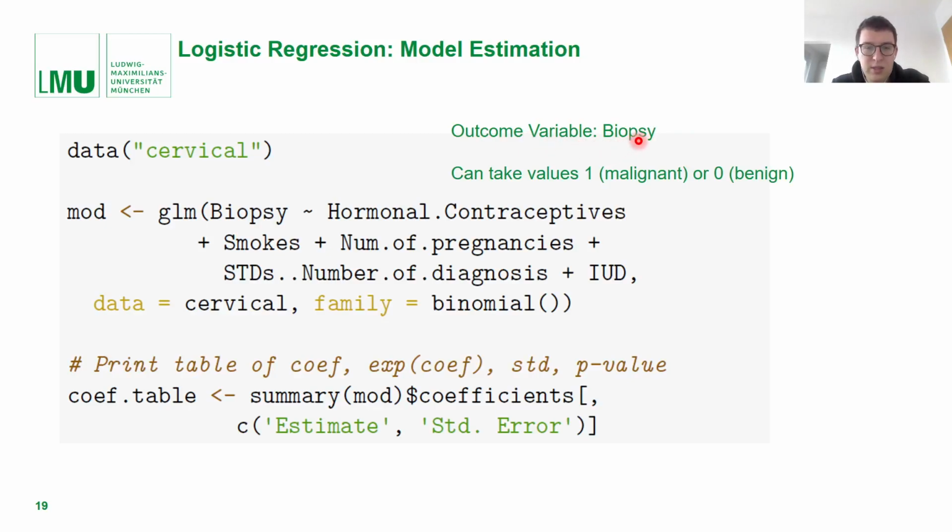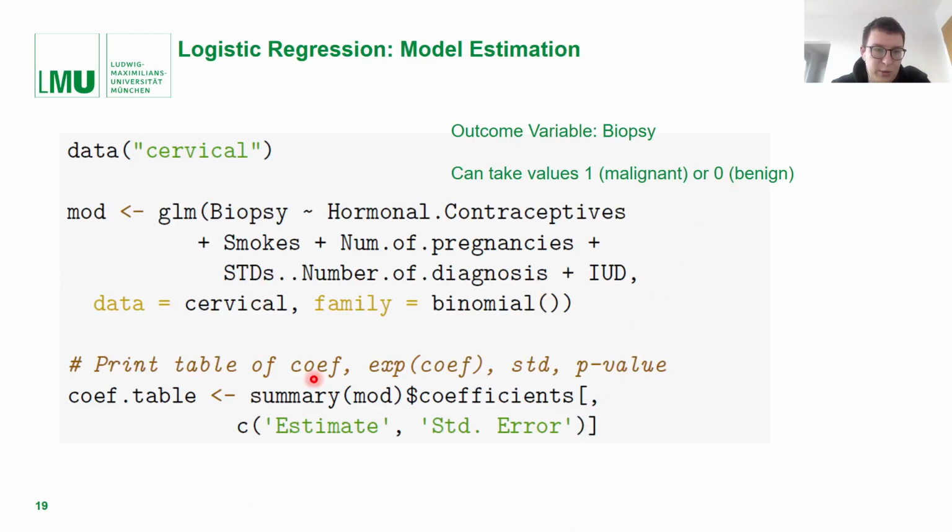In this example, we have an interesting outcome variable. It's called biopsy, and it is data on biopsies conducted with women that had a cervical tumor, and the doctors classify this tumor as malignant or benign. Maybe if you don't know the terms, malignant basically means a bad tumor, and benign means a maybe not so bad tumor, not as deadly. So this is a classification variable that can take the values 1 and 0.